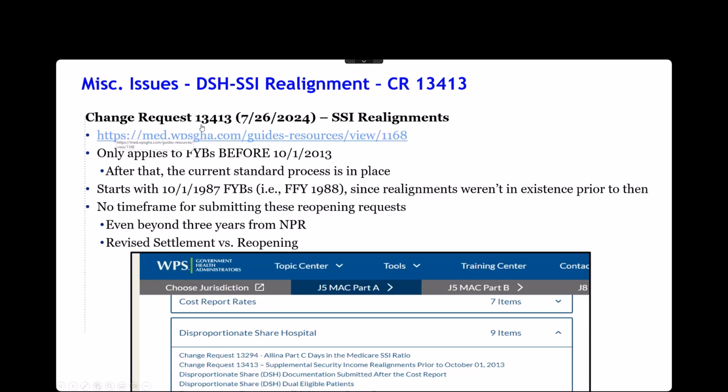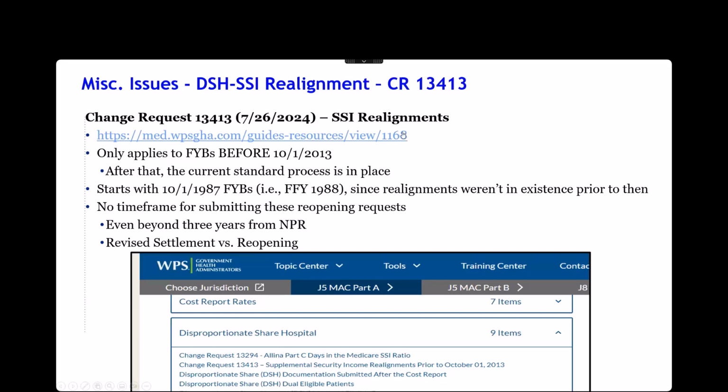Again, this whole change request, all these requirements, all the time frames only apply to fiscal year begins before 10/1/13. For any newer ratio, the standard process is in place, and it's treated very similar to a regular reopening. Not exactly the same, but very similar. Now, the earliest date we could see is 10/1/1987 fiscal year begins, because there were no realignments for the few years prior to that. Between when DISH started and that date, realignments didn't exist.